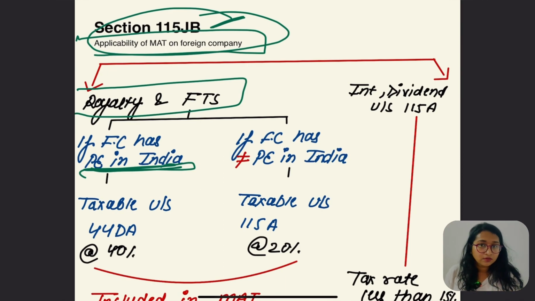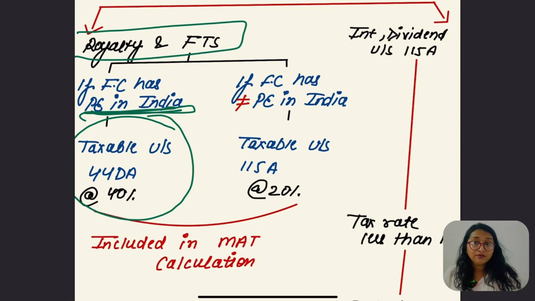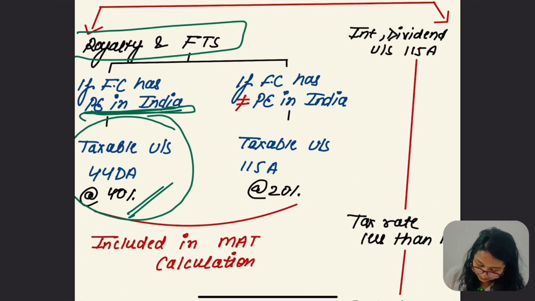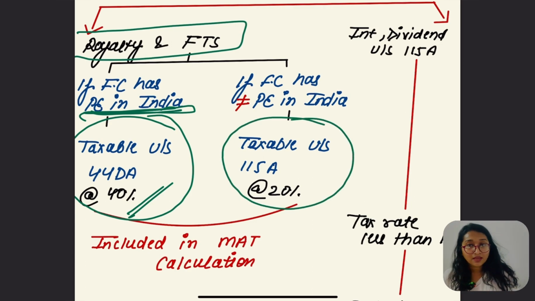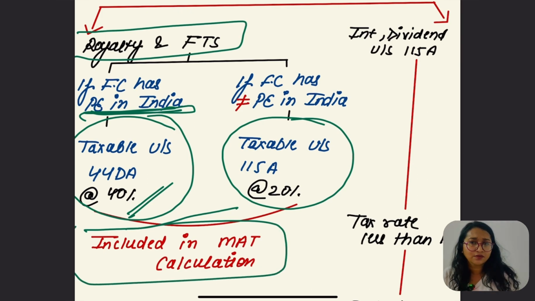But whether the foreign company has a PE in India or not: if they have a PE in India, taxability is at the rate of 40% only if section 44DA is followed. In that case only 40% would be chargeable. But what if there is no PE in India? In that case tax would be under section 115A at the rate of 20%. If they have a PE in India, 40%. No PE in India, 20%. And this part is going to be included in the MAT calculation. Hope this part was clear.